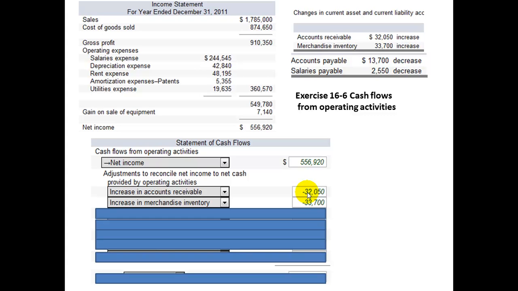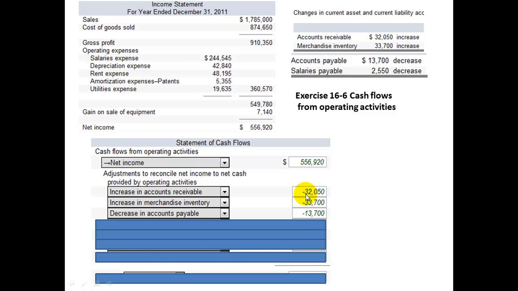Also, we have an increase in merchandise inventory. So when merchandise inventory goes up from one accounting period to the next, which in this case it went up by $33,700, that means you're tying more money up into inventory. Therefore, cash for operating activities is reduced. In this case, it's reduced by $33,700.